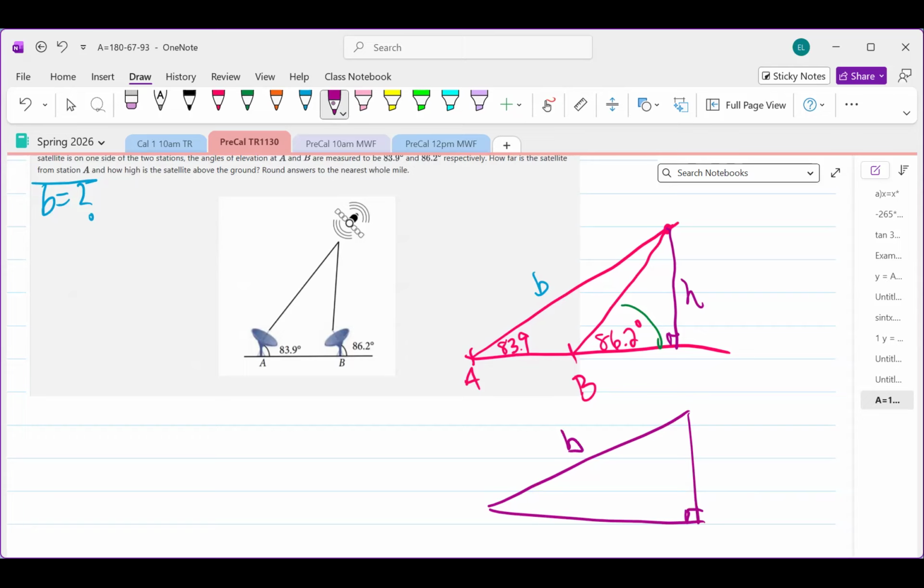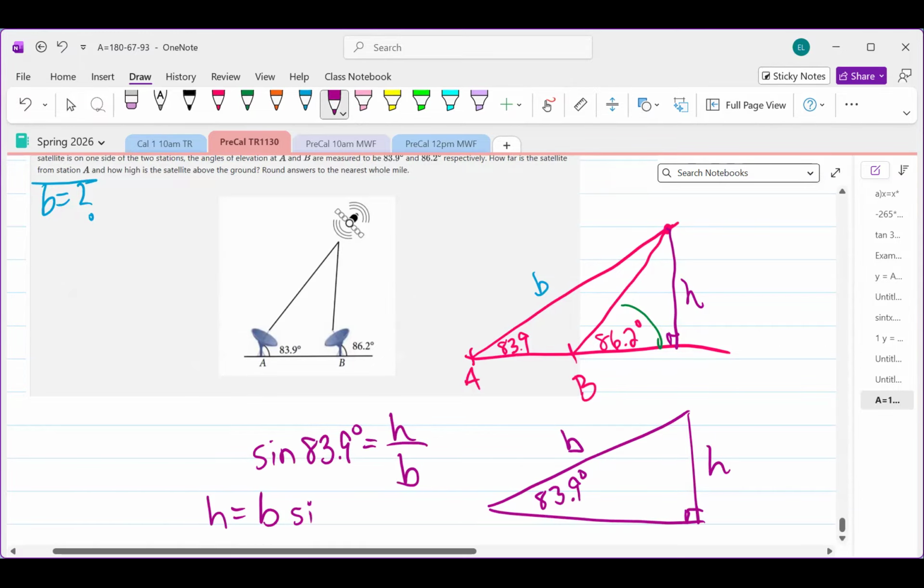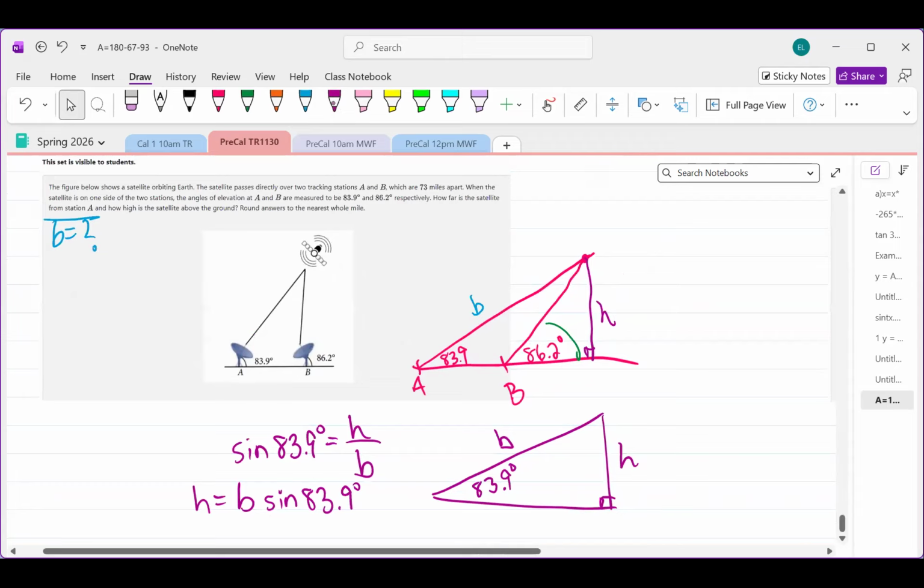So when I have side B and my angle of 83.9 degrees, I can just use right triangle trigonometry. The sine of 83.9 degrees has to equal h over b. So h equals b times the sine of 83.9. So that's why it asks for 2 results here. And then they said round to the nearest whole mile.